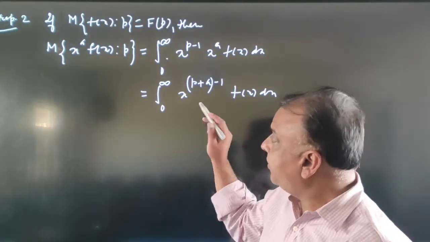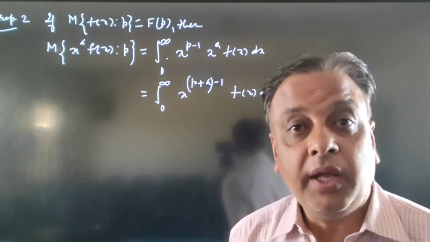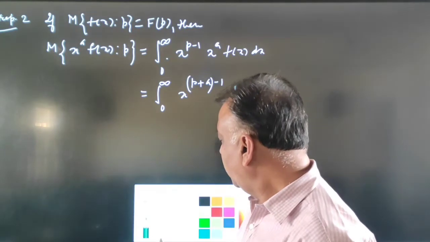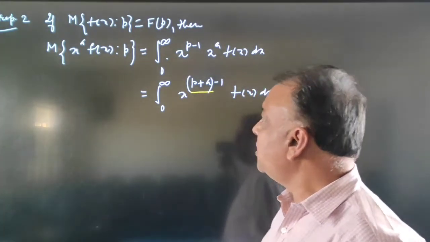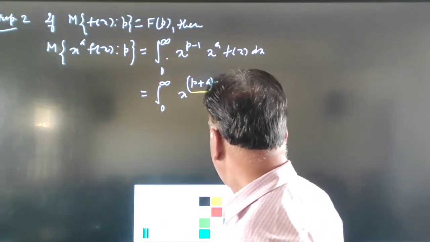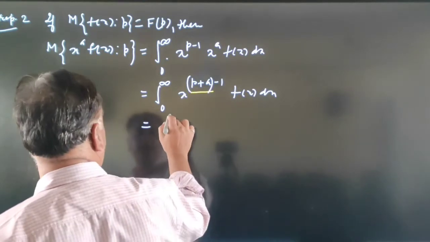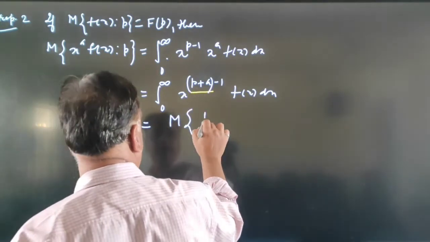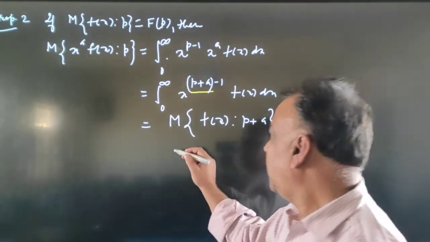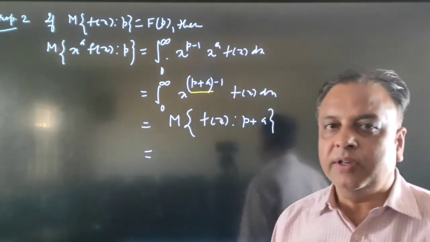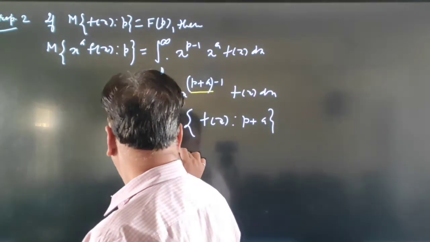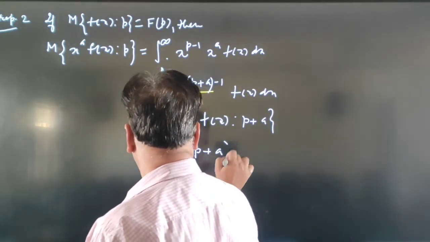And we know that this is the definition of the Mellin transform of the function f(x) with parameter p plus a. So this is the Mellin transform of the function with parameter p plus a. And we know that the Mellin transform of the function f(x) with parameter p is F(p). So this is equal to F(p plus a).